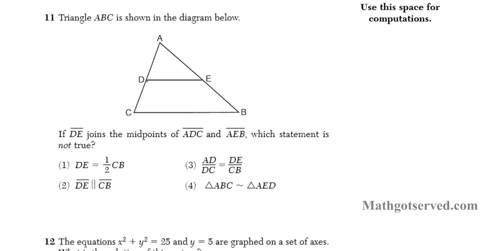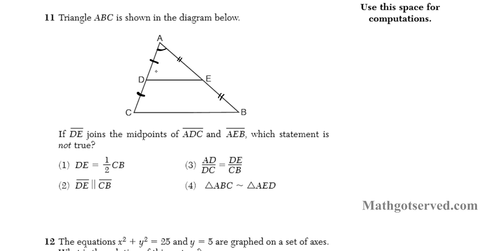If this is the midpoint of AC, that means segment DC is congruent to segment AD, and if this is the midpoint of AB, then AE is also congruent to EB. All right, and then we know that angle A is congruent to itself.